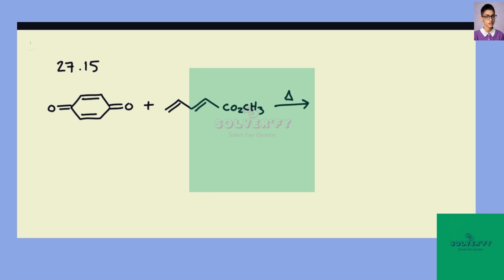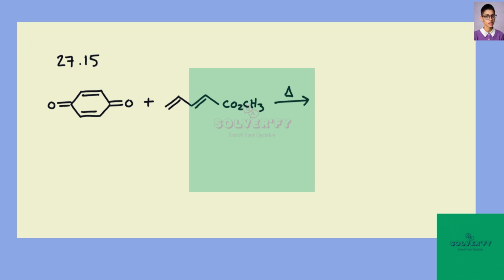This is problem 15 of chapter 27, looking at the 4+2 cycloaddition of this given reaction. Since this is a 4+2 cycloaddition, we know it will involve the 4 pi electrons of our diene, which we see here, and the 2 pi electrons of a dienophile, and we'll use one of the double bonds on the benzoquinone.